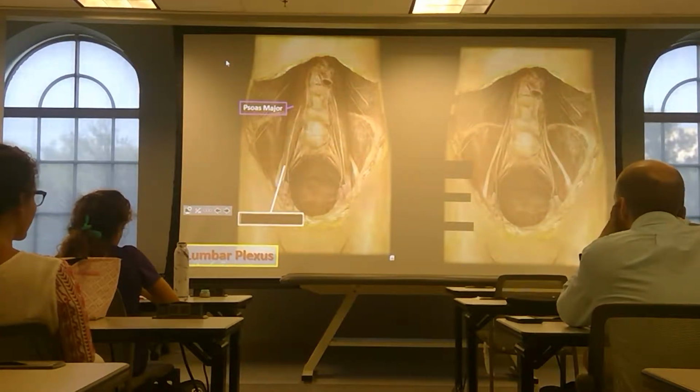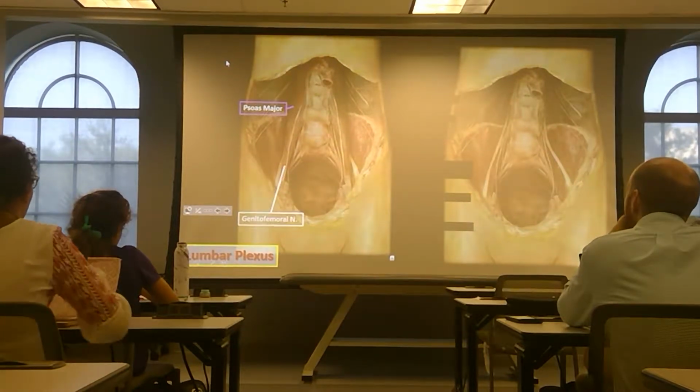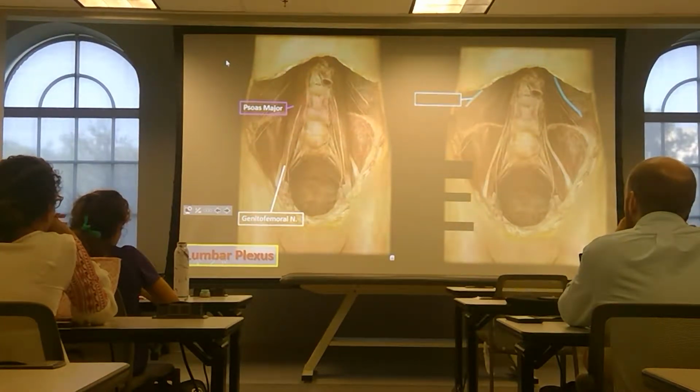That psoas major muscle is really important. Remember, the genitofemoral comes out, pierces that, and then lays on top of it. So that's the genitofemoral nerve that comes out and has that Y at the bottom.